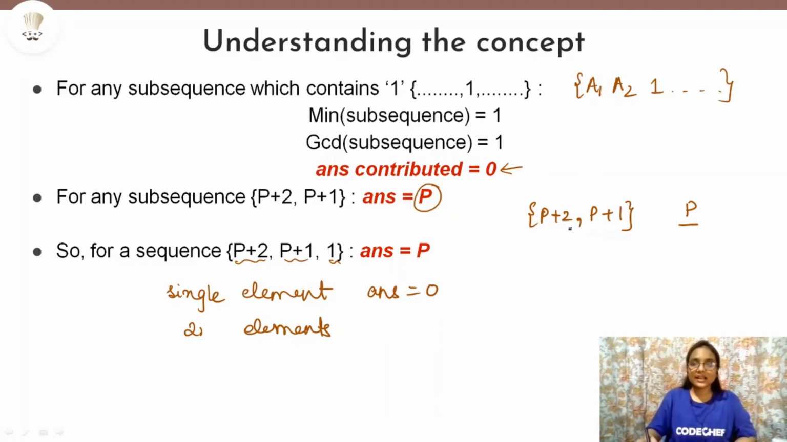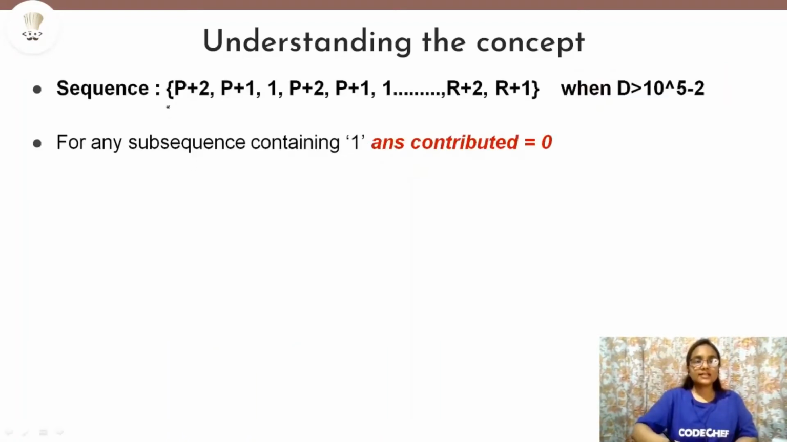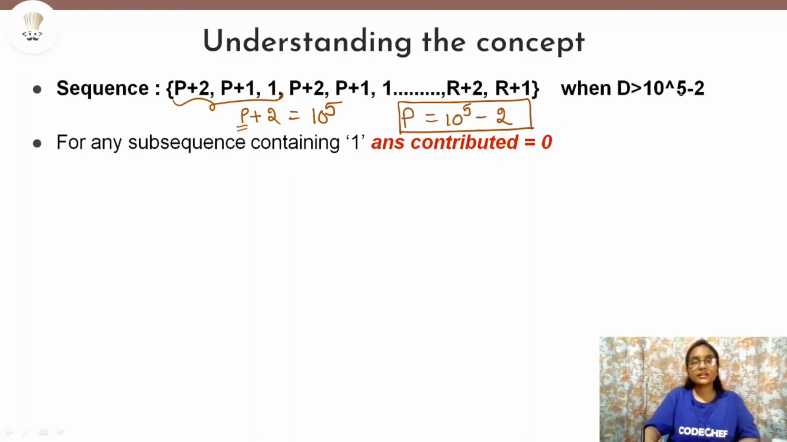So we can say that just like p plus 2 comma p plus 1 as the sequence was contributing p to the answer, likewise p plus 2 comma p plus 1 comma 1 will also contribute p to the total answer. So what we can do is take this segment p plus 2 comma p plus 1 comma 1 multiple times. What will be the advantage of taking this multiple times? Now we can always take this p plus 2 as 10 to the power 5, and each time it will contribute p to the answer. So each time we can keep on contributing p equal to 10 to the power 5 minus 2 to our answer if your d is greater than 10 to the power 5 minus 2.